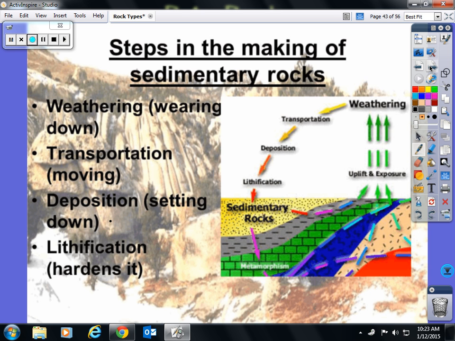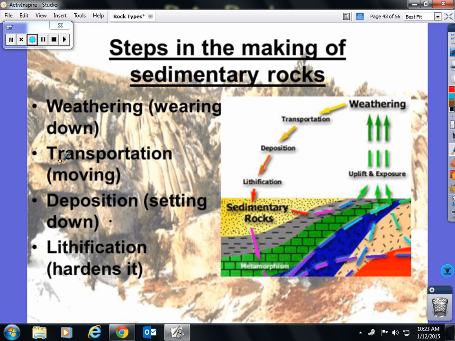Okay, the steps in the making of sedimentary rocks, you should know them. First, it has to be weathered, which is breaking it down. Then it has to be moved, which is actually erosion. It says transportation, but this would be erosion. Deposition means setting it down, and then lithification is the cementation or the hardening of it.